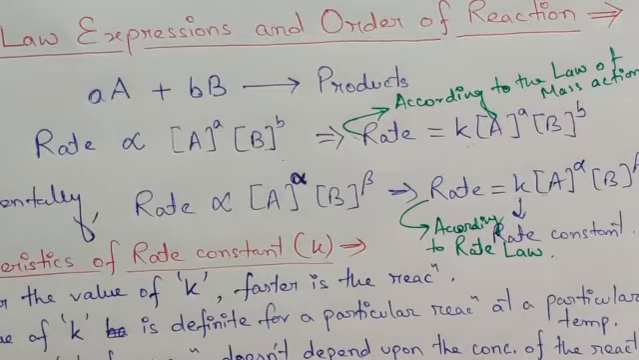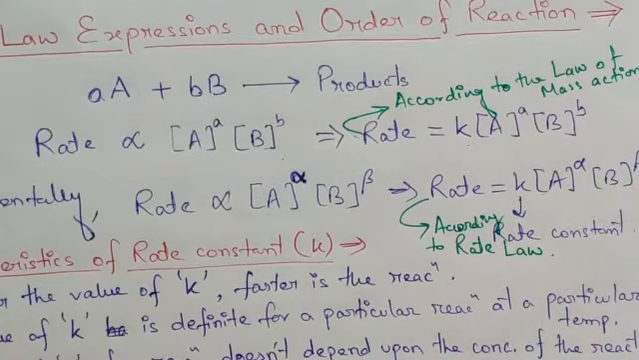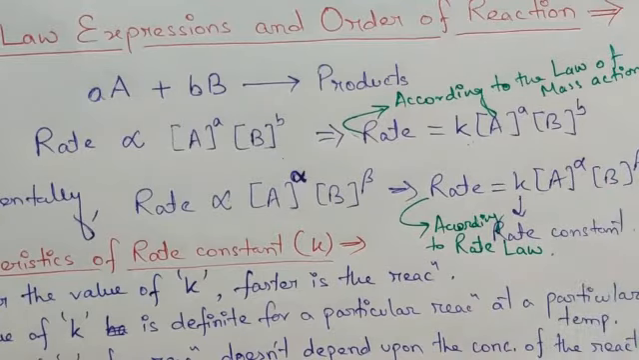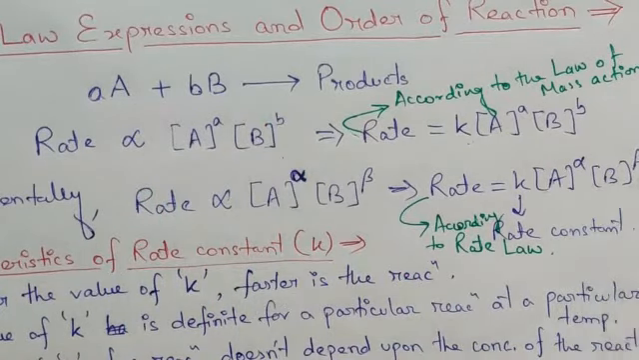Now from the rate law only we can express the order of reaction. So what is the order of reaction? It is the sum of the exponents to which the concentration terms in a rate law equation are raised. So to express the observed rate of reaction for that particular reaction, the sum of the exponents is the order of reaction. So for this particular reaction, the order is alpha plus beta. Let me give you some other examples, then you will understand clearly.